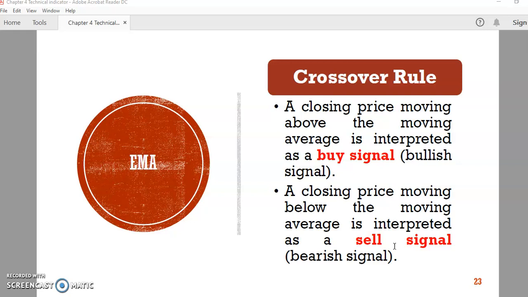Okay, how about the crossover rules? The crossover rules are similar to the simple moving average. If you are using a single EMA, the crossover rule for a buying signal is simply looking at the closing price moving above the moving average, which is interpreted as a buying signal. And a selling signal is when you see the closing price moving below, or crossing below, the moving average, which is interpreted as a selling signal or bearish signal.